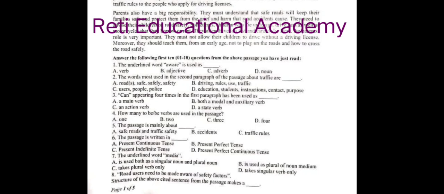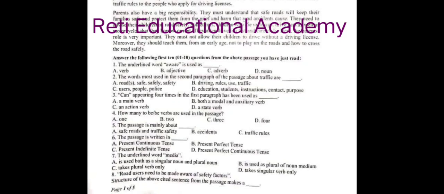Question number 5. The passage is mainly about A. Safe roads and traffic safety. B. Accidents. C. Traffic rules. And the correct answer is A. Safe roads and traffic safety. Question number 6. The passage is written in A. present continuous tense, B. present perfect tense, C. present indefinite tense, D. present perfect continuous tense. And the correct answer is C. Present indefinite tense.